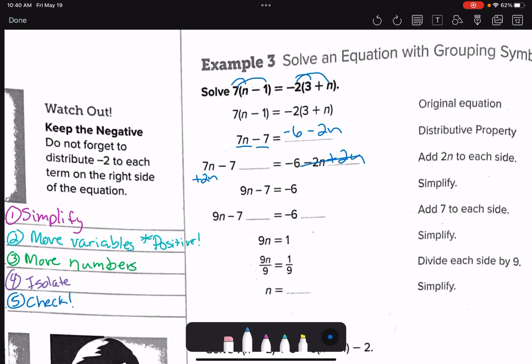Now I only have one variable, just like before, and now I can move on to step 3, move the numbers. How do I move the numbers? Well, I have the variable on the left side. That means everything else needs to move. So I have a -7 that needs to move and a times by 9 that needs to move. How do I move a -7? We add. Add 7, add 7. -6 plus 7 is 1. And then I'm left with 9n. How do I get rid of 9 times n? Divide by 9. And my answer is 1 over 9 for this answer.